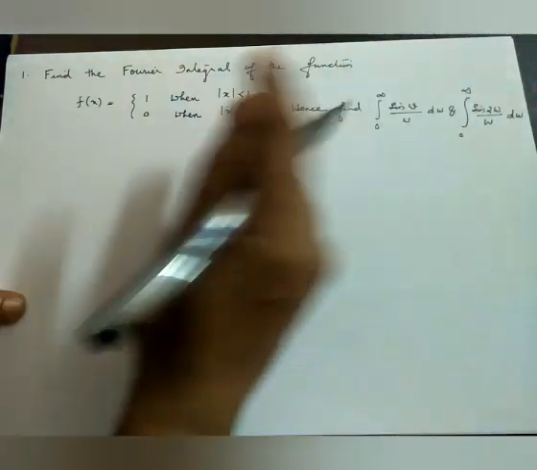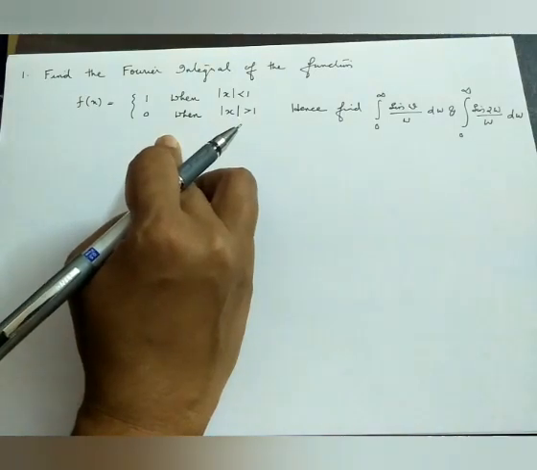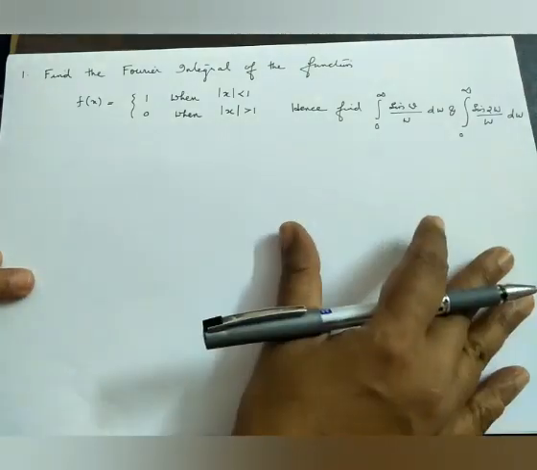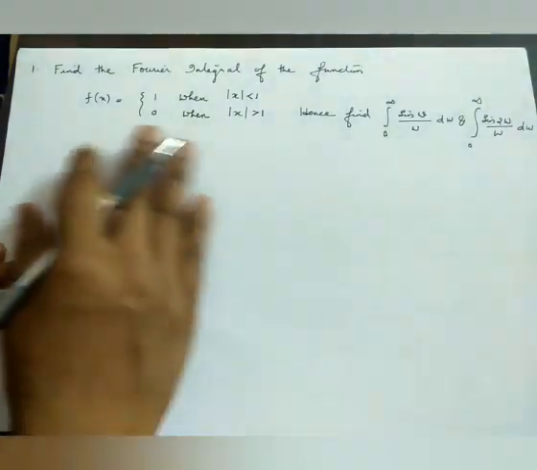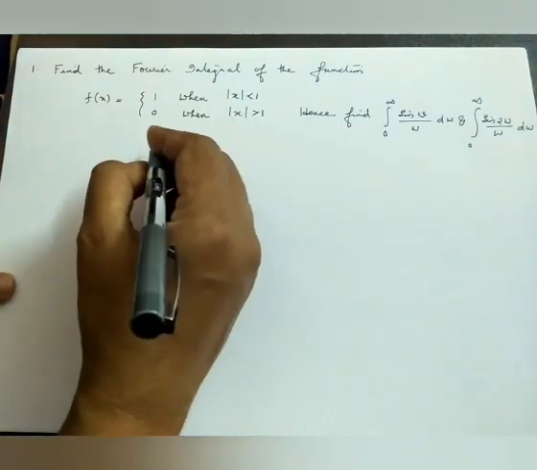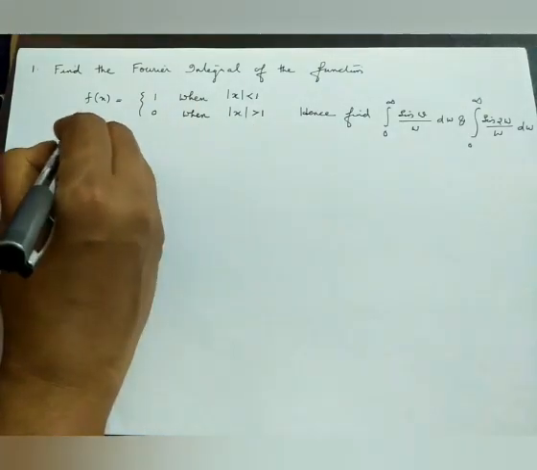Here we find the Fourier integral of the function f of x is equal to 1 when mod x less than 1 and 0 when mod x greater than 1. Hence we have to deduce the values of the integral from 0 to infinity of sin omega by omega d omega and the integral from 0 to infinity of sin 2 omega by omega d omega. Now here we will take the general formula, that is the solution.